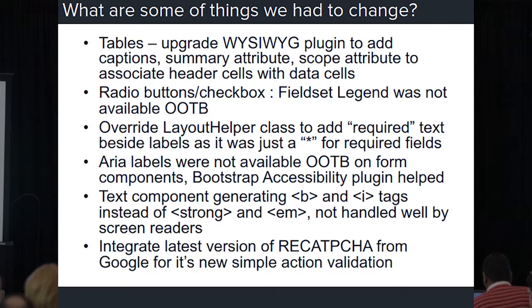The text component out of the box, this is AEM 6.0, was generating B and I tags, which doesn't really work well with screen readers. So there was a small HTML rules node that was missing that configured the WYSIWYG in the touch UI to generate strong and EM tags.